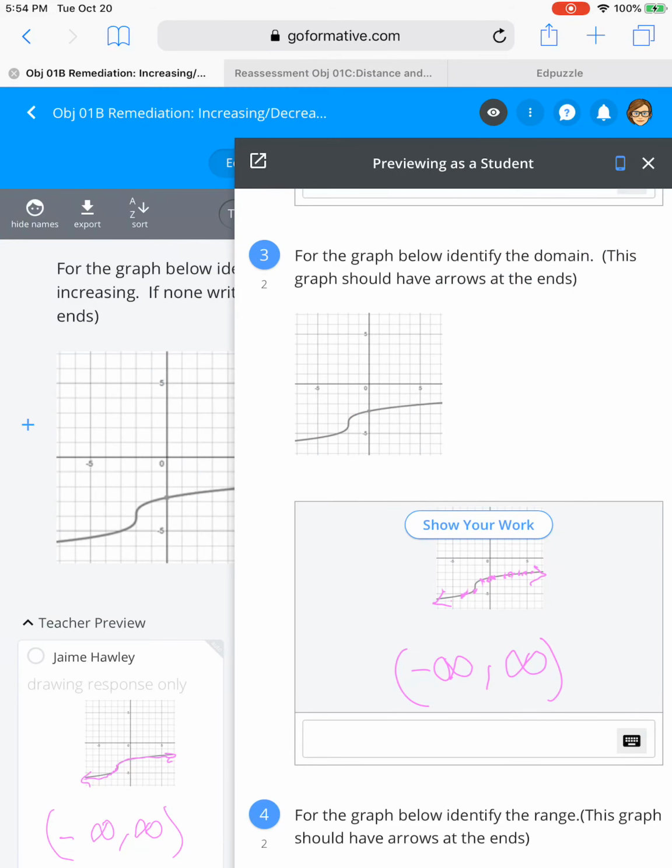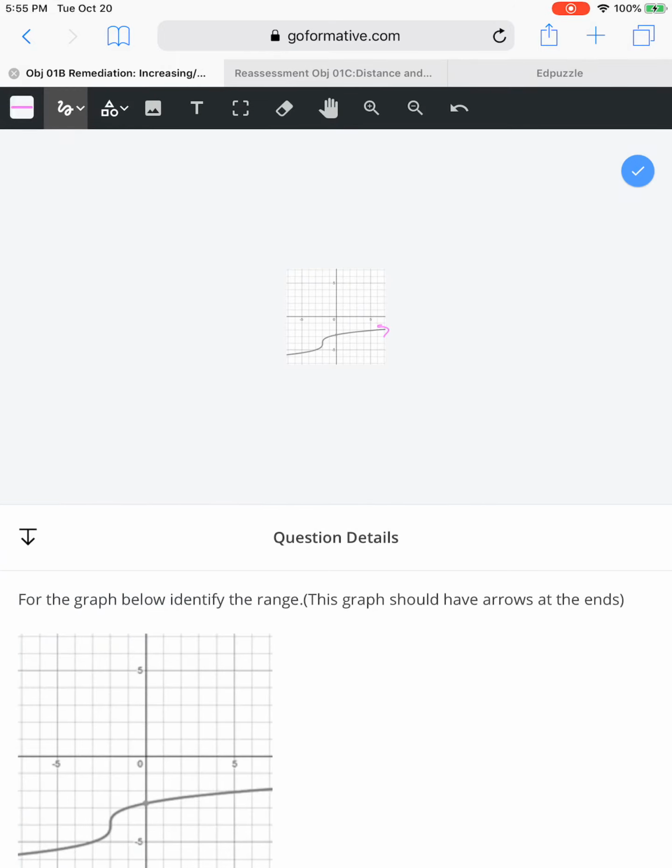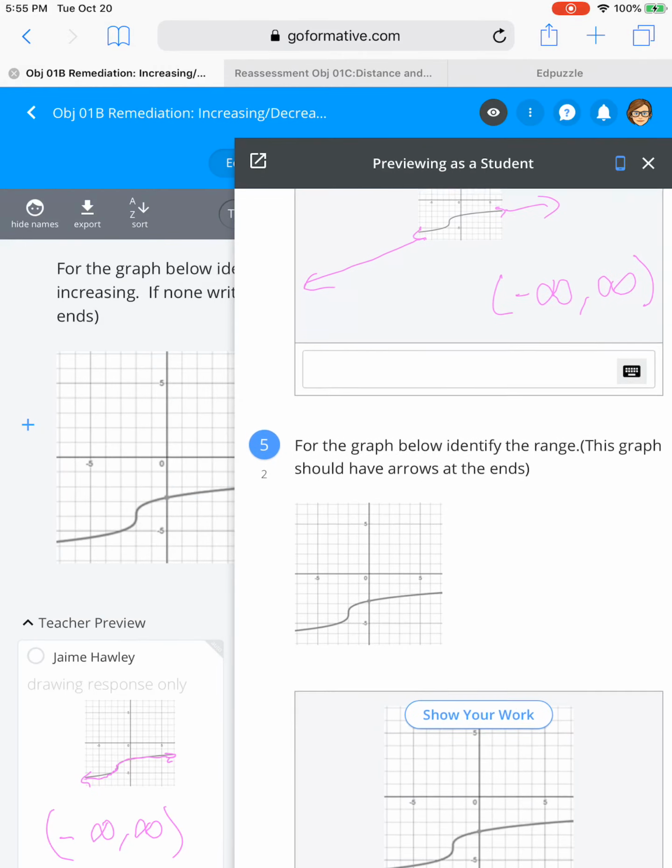So identify the range for this one. My graph continues down. It keeps going down and keeps going from here and goes up. There's no breaks in the graph, and so this one is also going to be from negative infinity to positive infinity.